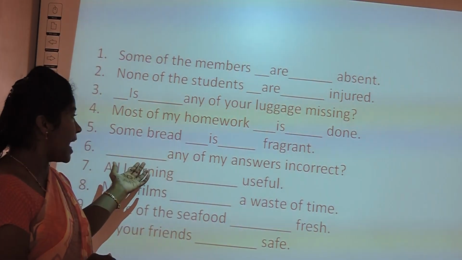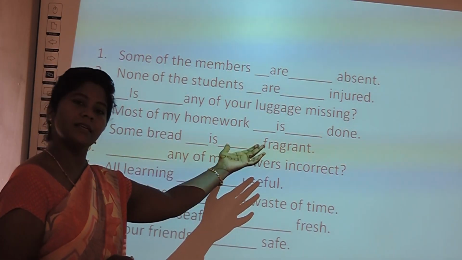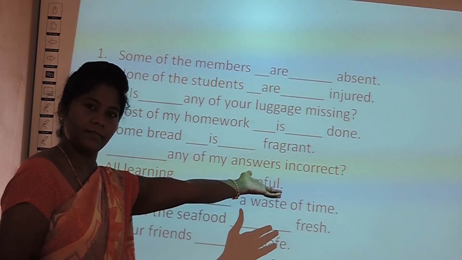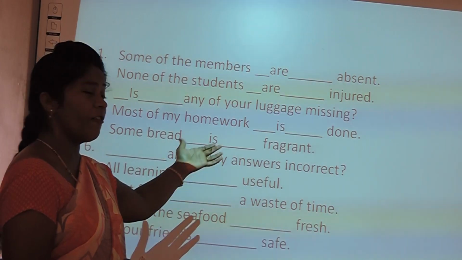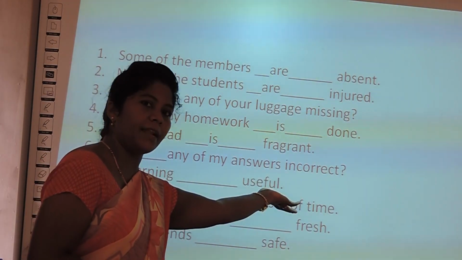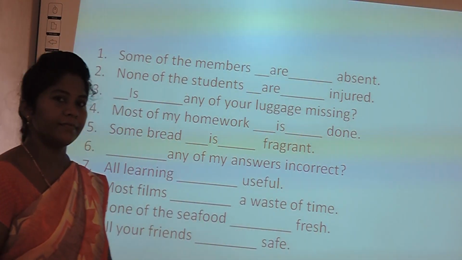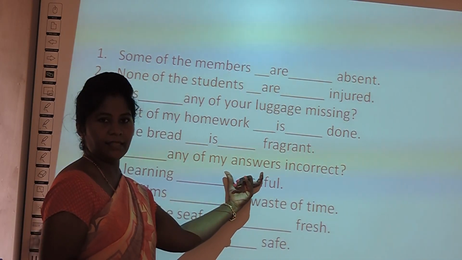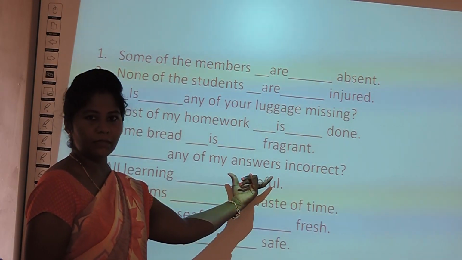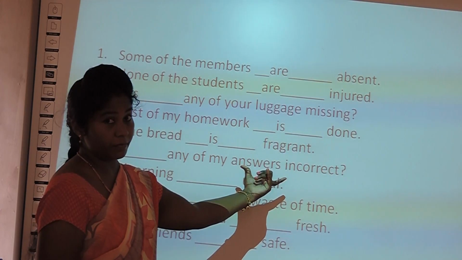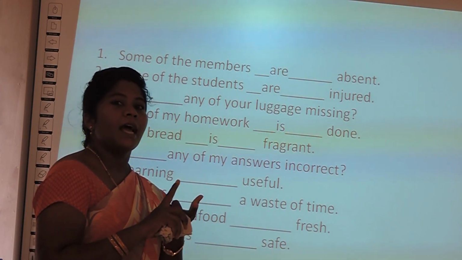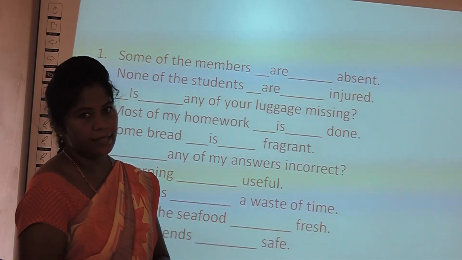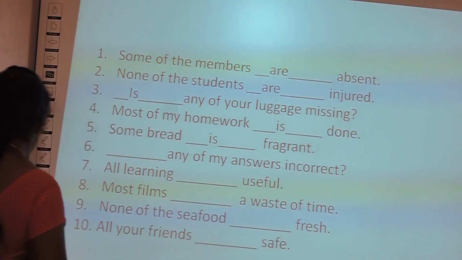Next, dash any of my answers incorrect? Any guess? Yes, a big clue: answers is countable and it is in the plural form, so it should be plural. So it should be, are any of my answers incorrect?